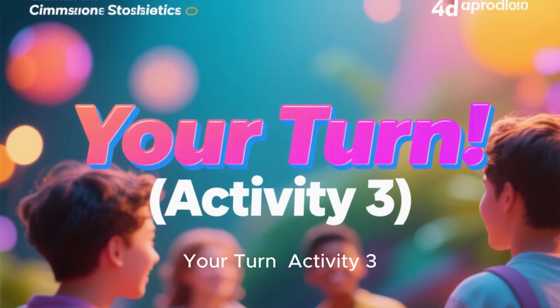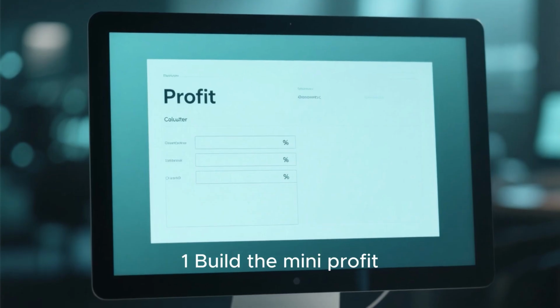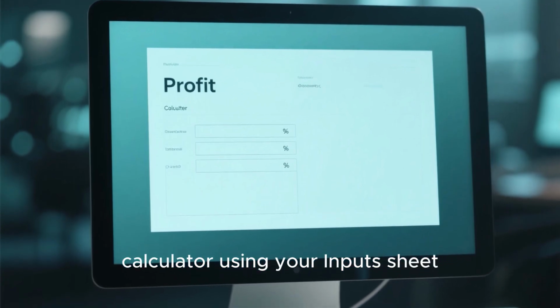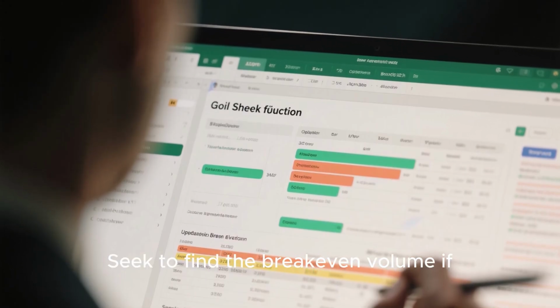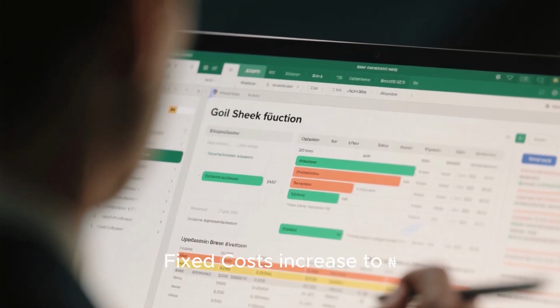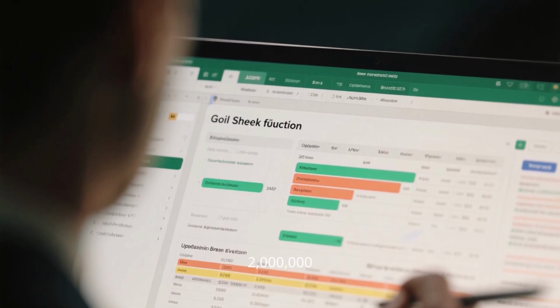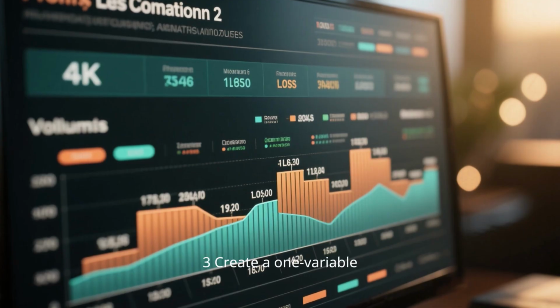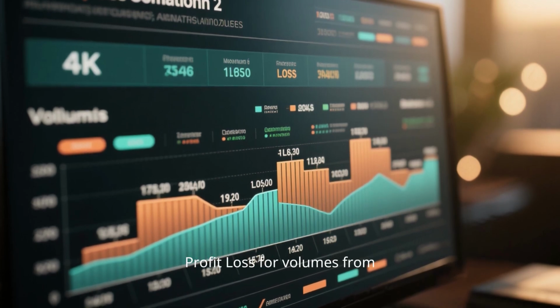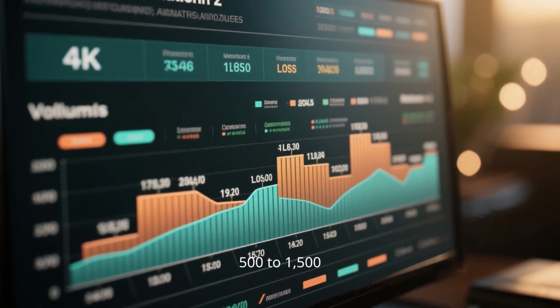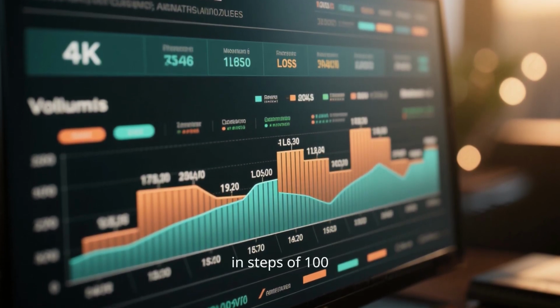Your turn, Activity 3. 1. Build the mini profit calculator using your inputs sheet. 2. Use Goal Seek to find the break-even volume if fixed costs increase to 2 million Nigerian naira. 3. Create a one-variable data table showing profit/loss for volumes from 500 to 1,500 in steps of 100.